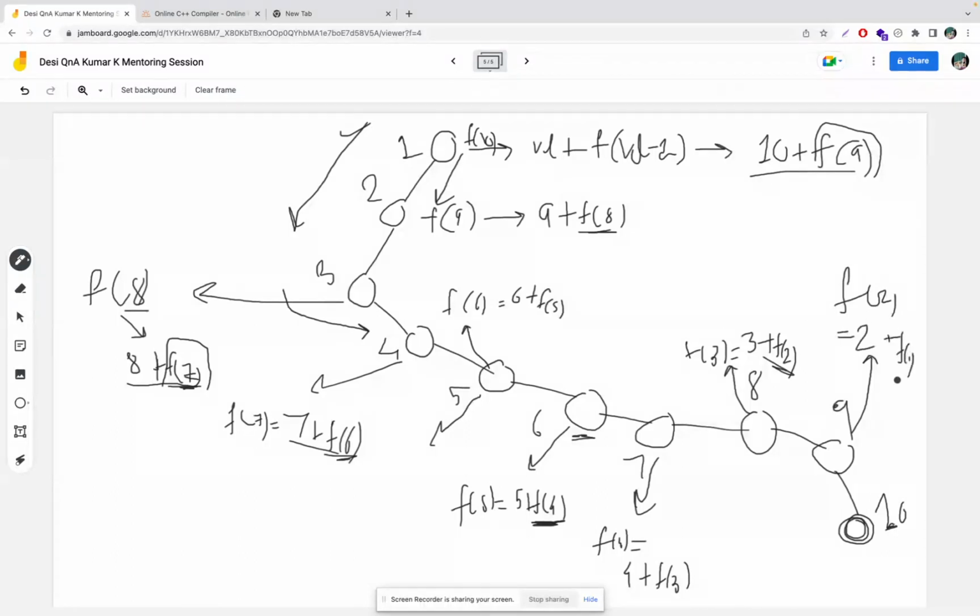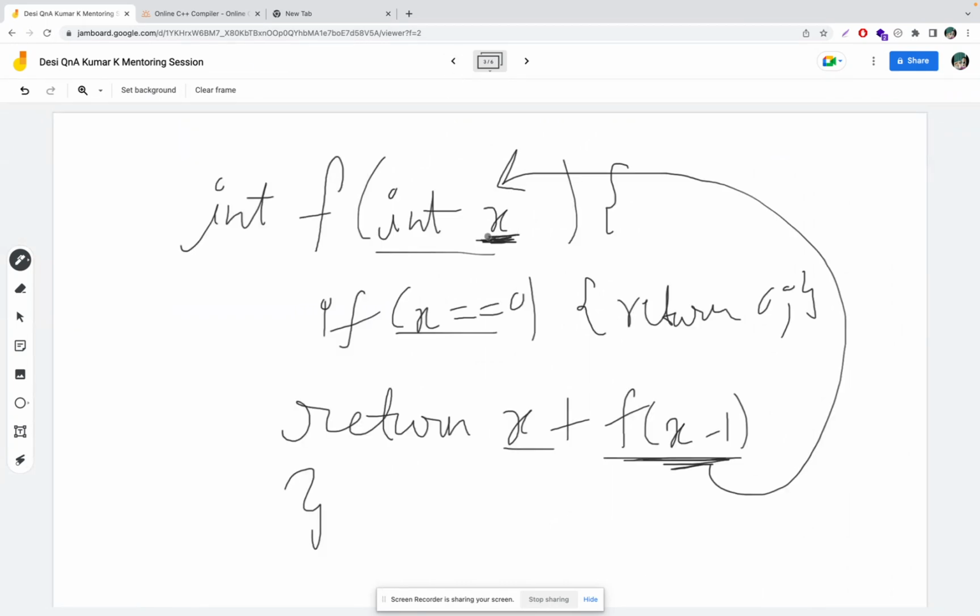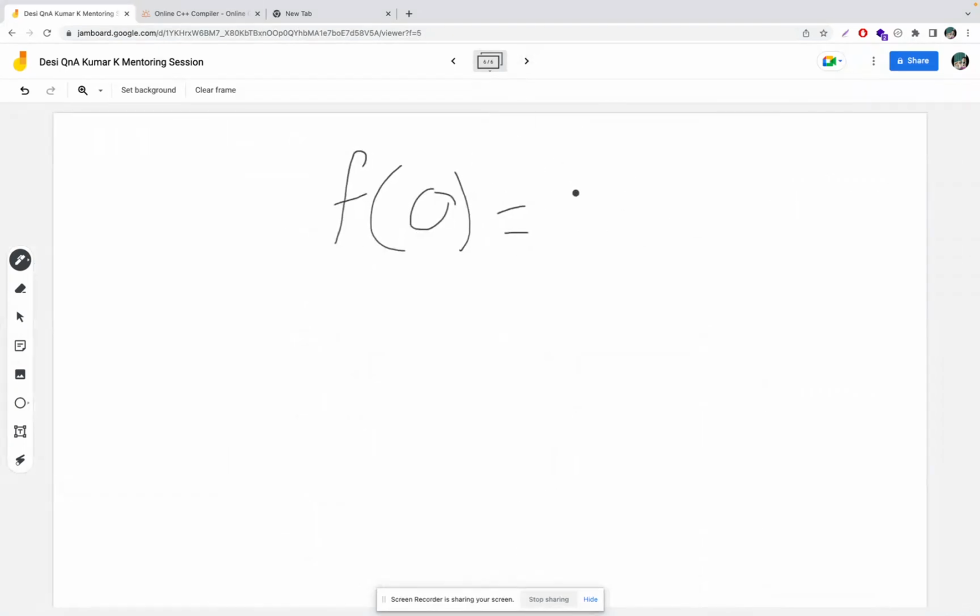F of 1 we don't know, so what will we do? We will come to the 10th node, which is calculating f of 1. What is the value of f of 1? F of 1 is nothing but 1 plus f of 0. Now, how will the program calculate the value of f of 0? Let's see what the function says. Let's assume x equal to 0. In the function we have an if condition: if x equal to 0, just return 0. It means that the value of f of 0 will be 0.